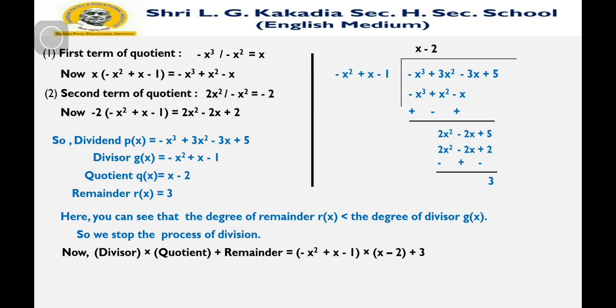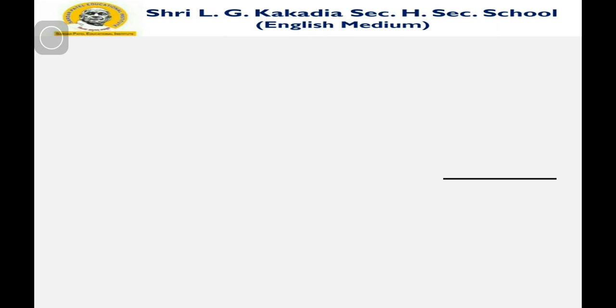So we multiply this polynomial with x minus 2, then we get as given here, minus x square we multiply with x minus 2, and we get minus x cube plus 2x square, and x with x minus 2, then we get x square minus 2x, and minus 1 with x minus 2, and remainder is plus 3. At last we get minus x cube plus 3x square minus 3x plus 5 is equal to dividend. So we have proved here.